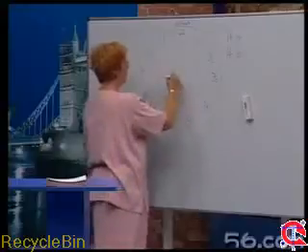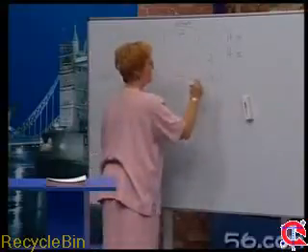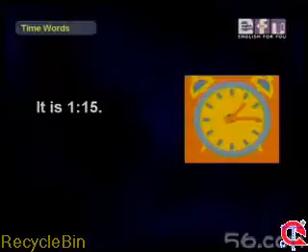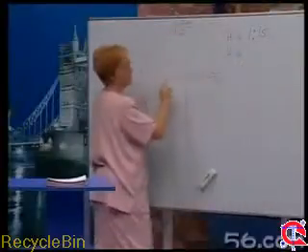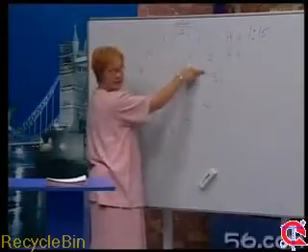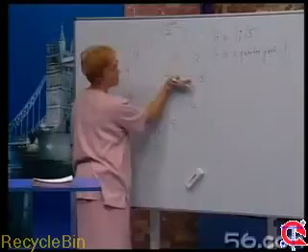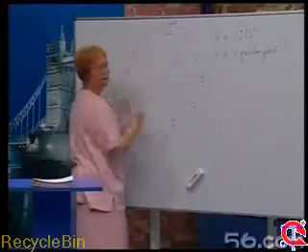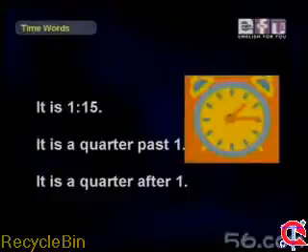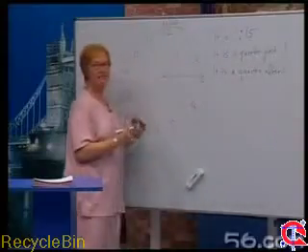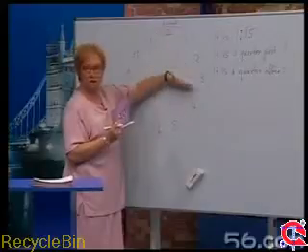Now, another example. We'll still use 1. Now, here we can say this 3 ways. Easy. It is 1:15. It is 1:15. Or we can say it is 1/4 past 1. It is 1/4 past 1. And then the third way is similar. It is 1/4 after 1. Same. It is 1/4 after 1.